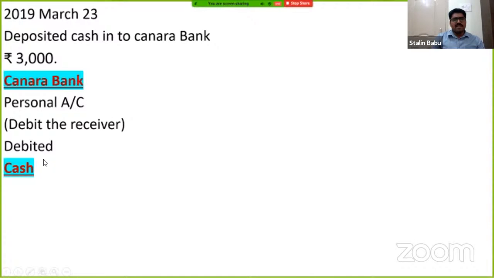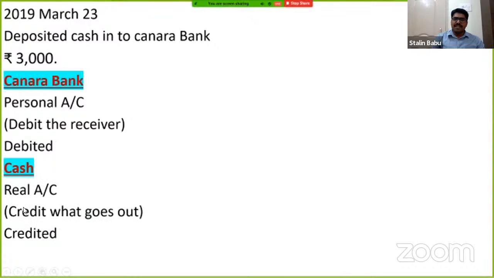Cash is going out of the business, so cash account should be credited. So, the entry is Canara Bank account debit to cash account.